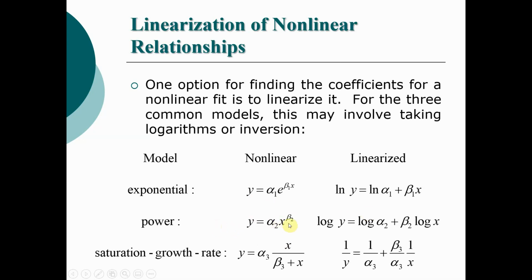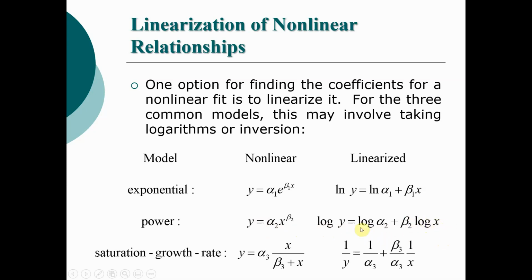take the log of both sides. In this case, it doesn't matter what the base is. It can be natural log or log 10, even log 2. Here we take log 10, since it's easier to calculate. So on the left hand side we have log of y. On the right hand side we would have log of alpha 2 plus beta 2 times log of x.